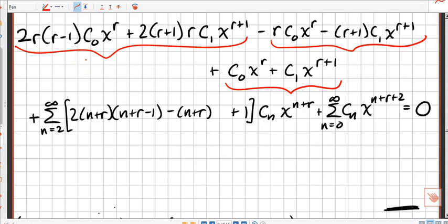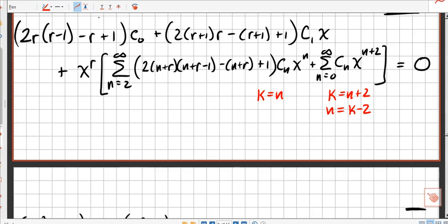Okay, so all those n plus r terms, I can put all of those into the same summation, and that's what we're getting right here. So we get 2 times n plus r times n plus r minus 1 minus n plus r, plus 1. So that'll be c sub n x to the n plus r. And then we'll have the other summation, 0 to infinity c sub n x to the n plus r plus 2. So notice here that this summation got shifted to a start point of 2, and now when we plug in n equals 2, this one will start at r plus 2, and when we plug in n equals 0, this one will also start at r plus 2. So now they're starting at exactly the same spot.